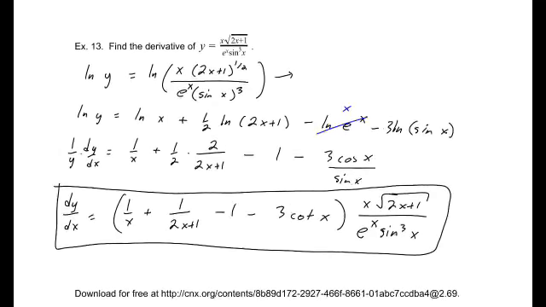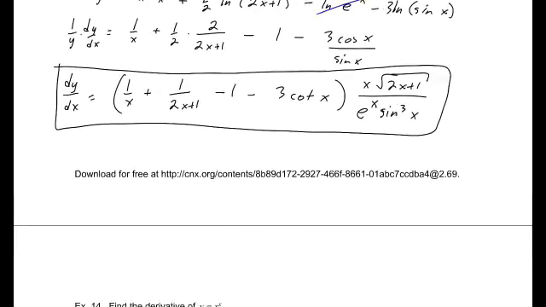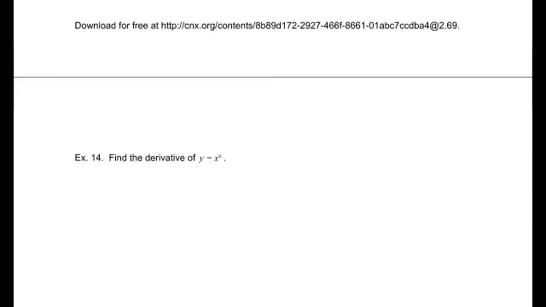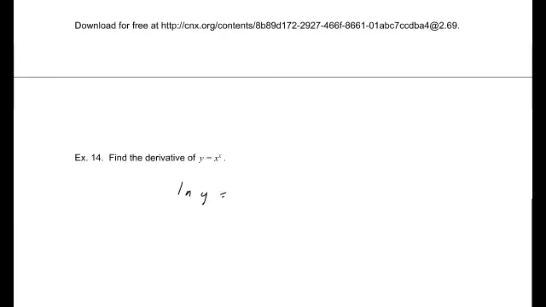All right, last example for this section is a classic problem. This one comes up a whole lot as just the perfect example of logarithmic differentiation. First, we'll take the natural log of both sides. So we will have the natural log of y equals x natural log of x.